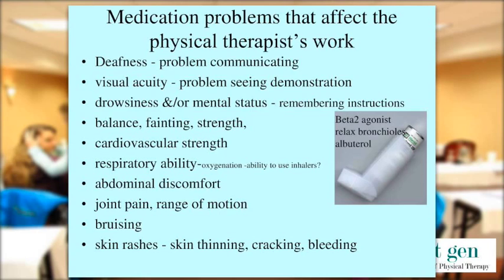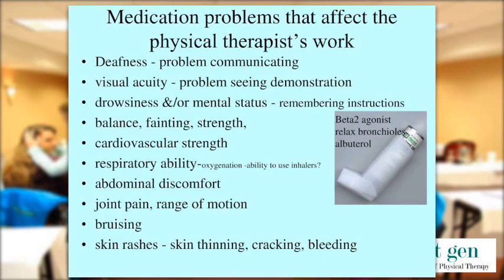Some of the medications can affect our work with the patient. Visual acuity, if it's a balance patient, is something you need to pay attention to. Is there something adversely affecting their visual acuity that is then affecting their balance? Is it affecting their drowsiness or mental status, their ability to remember the instructions that you give them for their home exercise program, or activities that you want them to do, or activities that you've asked them not to do? This may be something you have to review more frequently, and you may have to pay attention to whether medications are affecting this or not.